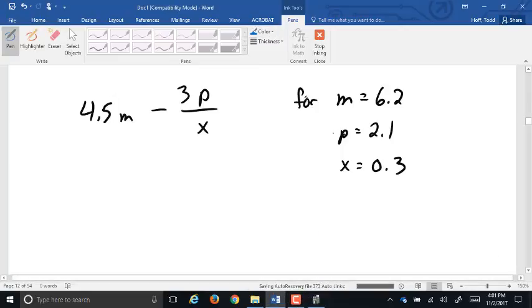Tell me where to start. Fill in the blanks, okay? So what does it become? Perfect. So 4.5m becomes 4.5 times 6.2. 3 times p becomes 3 times 2.1, and x is 0.3. What's next?